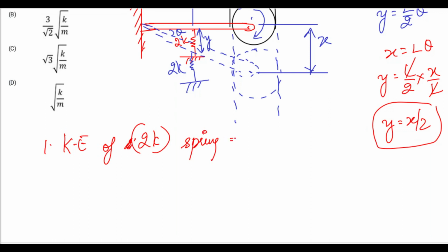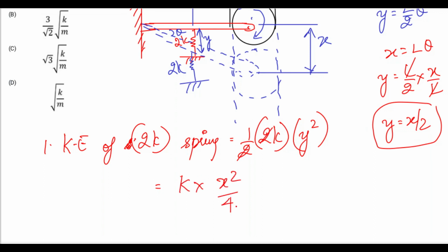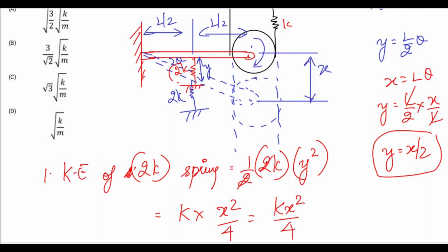Okay, so for the 2k spring, the potential energy is half into k into, depending upon the 2k, it's going to be y square, right? So let's make y as x by 2 and go ahead with it. So this 2 and this 2 will go, and it's actually x square by 4, so it's going to be kx square by 4. This is the energy of this particular spring over here.